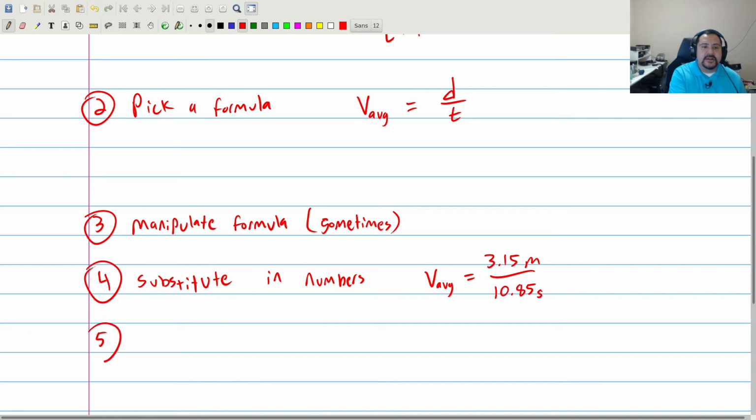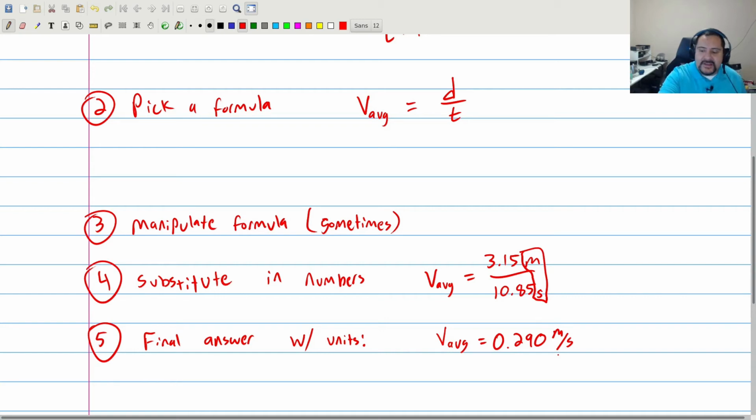So number 5, final answer with units. So V average is going to be equal to 3.15 divided by 10.85, which is 0.29. Round that to 0.290. And then the units we're just going to grab from right here. You can see it's meters over seconds, so meters per second.